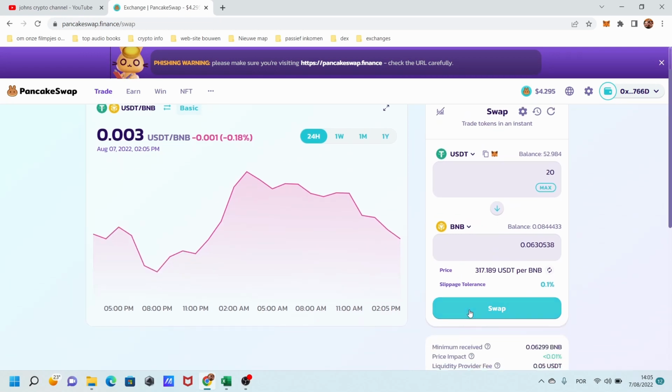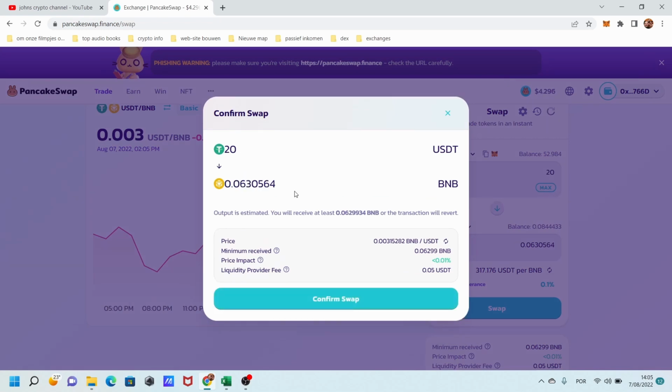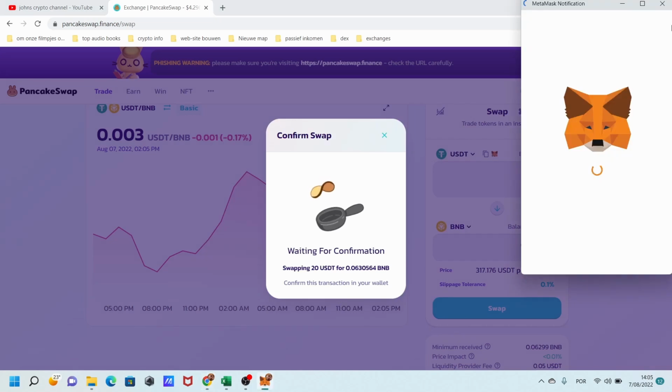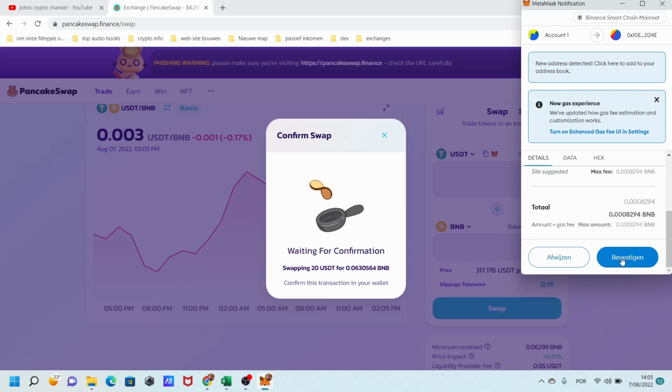After that, you just press swap. You will see there's a price update. Okay, you have to accept. Then confirm swap. And then you will see MetaMask pops open, if you can see this. And you just have to approve this transaction. If you approve this transaction, I will now have gained that much.